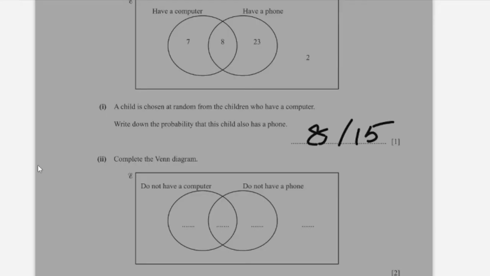To complete the Venn diagram. Alright, so here we have the opposite diagram. So we're supposed to complete this one. So the number of children who do not have a computer. So we have 23 over here who only have a phone. So we'll start with writing 23 over here. And the children who do not have a phone are the children who only have a computer, which are 7. And the children who have neither a phone nor a computer, that is 2. And the children who come into none of these categories are 8. That is, they have both a phone and a computer.